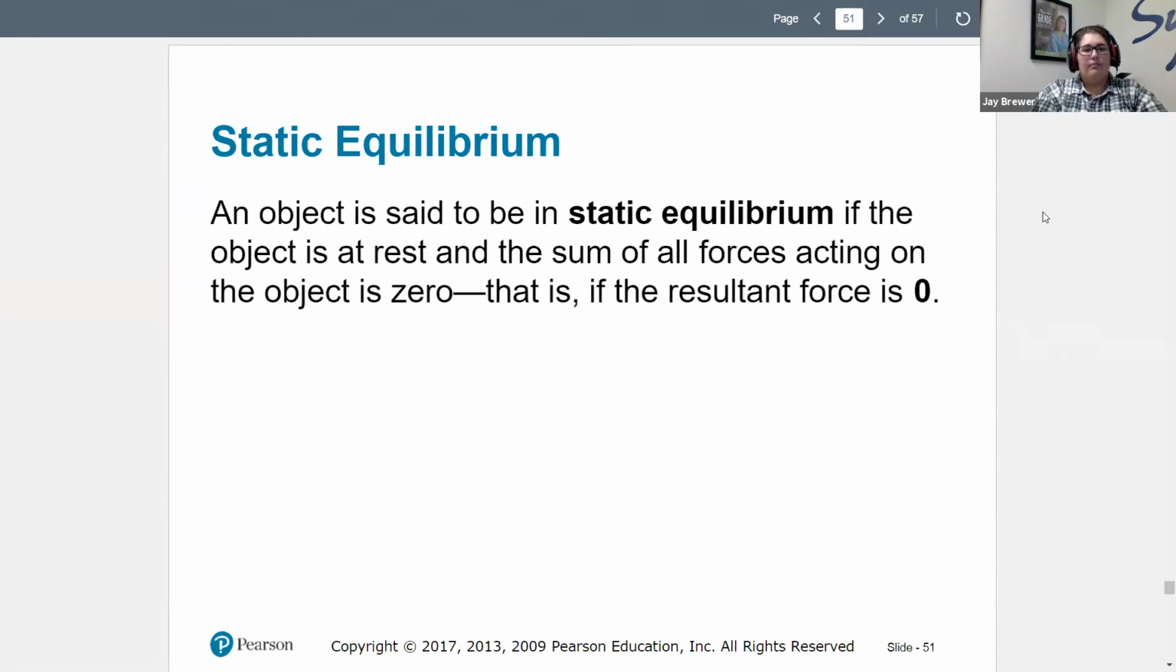Static equilibrium. An object is said to be in static equilibrium if the object is at rest and the sum of all forces acting on the object is 0. So that would mean the resultant force is also 0.